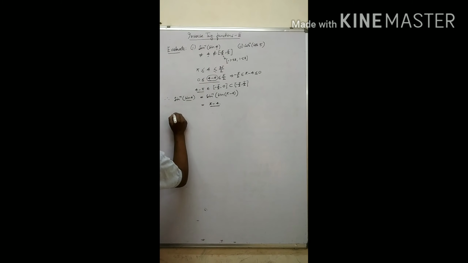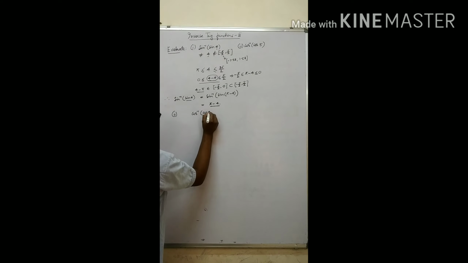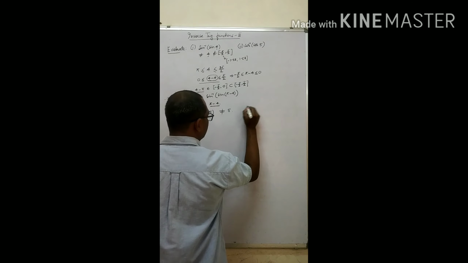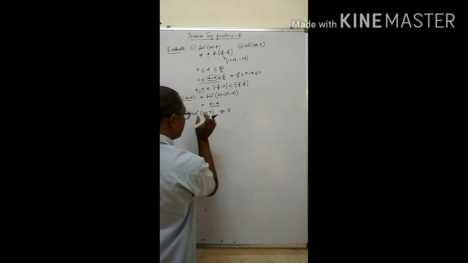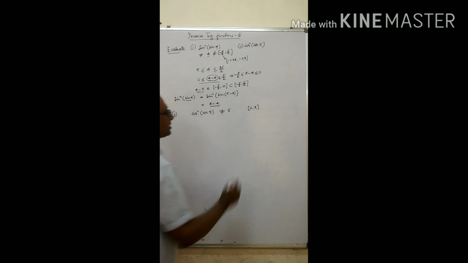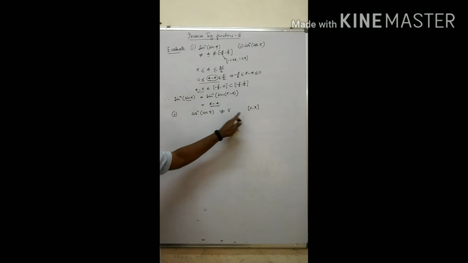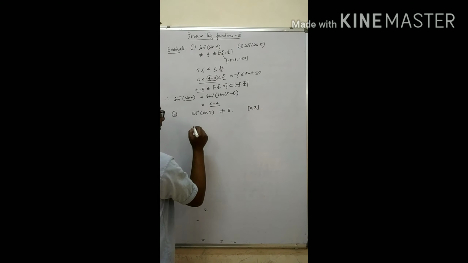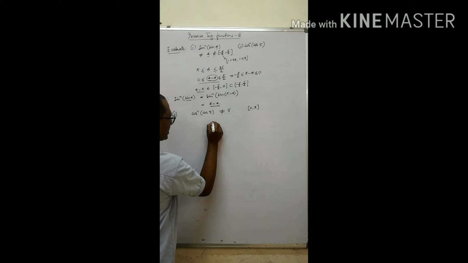Okay, I'll go to the second question. With the same logic, cos inverse of cos 5 definitely will not be equal to 5, because this result is true only for values lying in this interval. Let me write down the principal value branch of cos inverse, that is 0 to pi. So 5 is definitely not lying there. So we'll check where 5 lies.